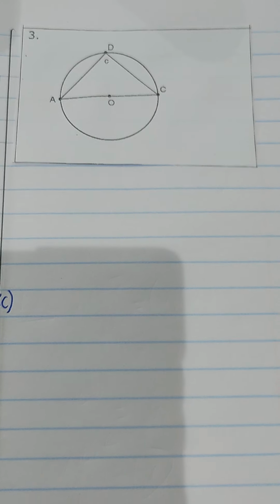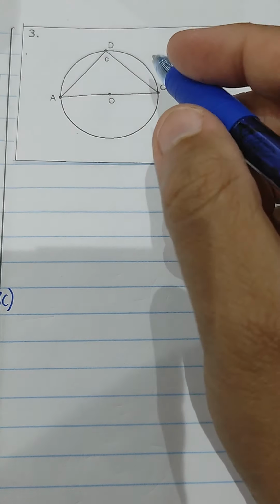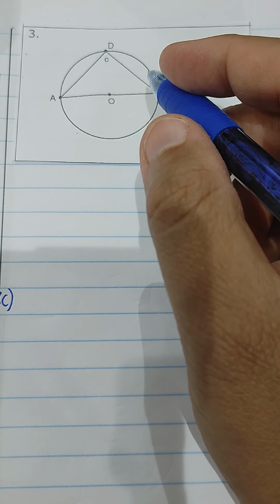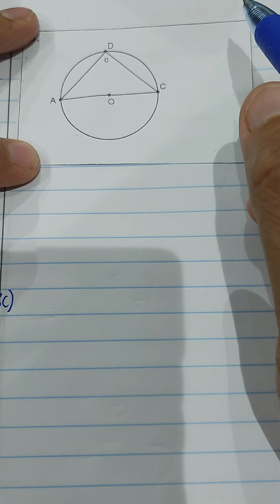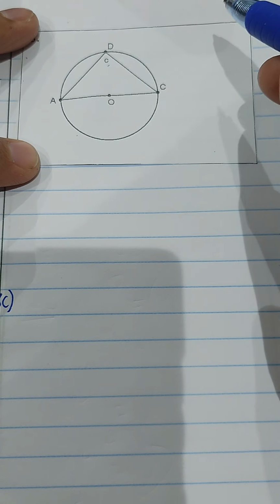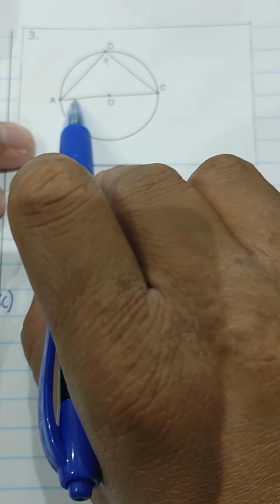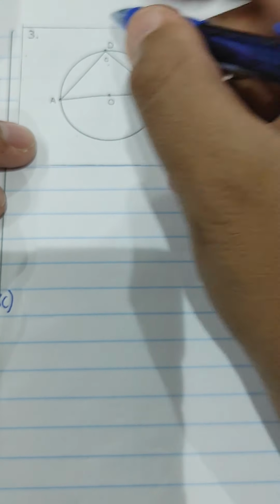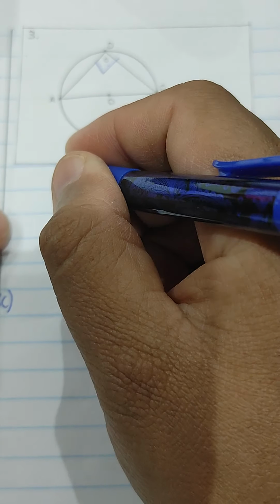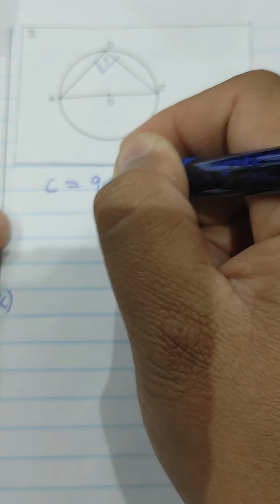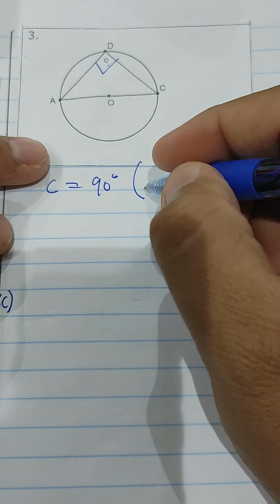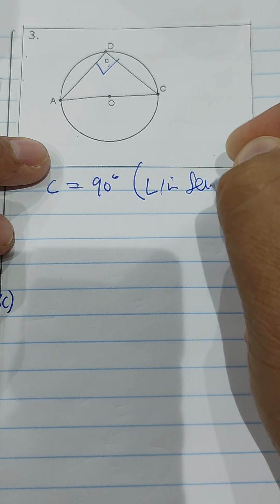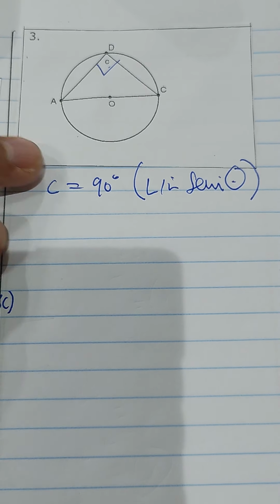Let's look at number 3. In number 3, as you can see here, there's C. As you can see, this is your diameter. So C has to be 90 degrees. So C is 90 degrees. Why? Angle in semicircle.